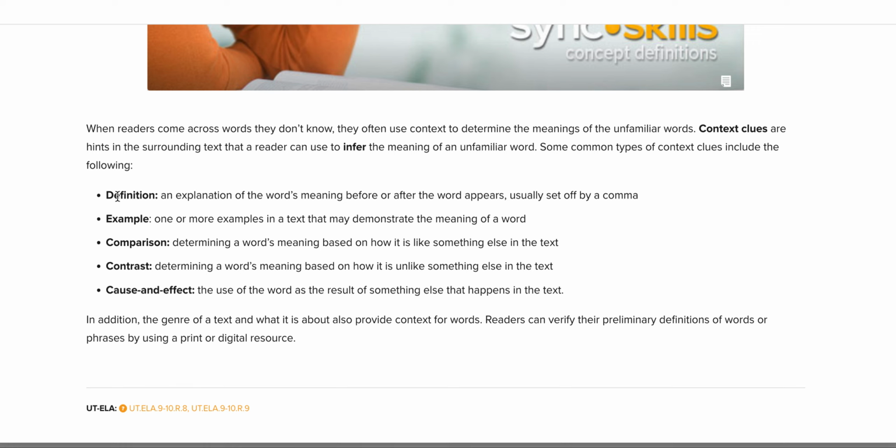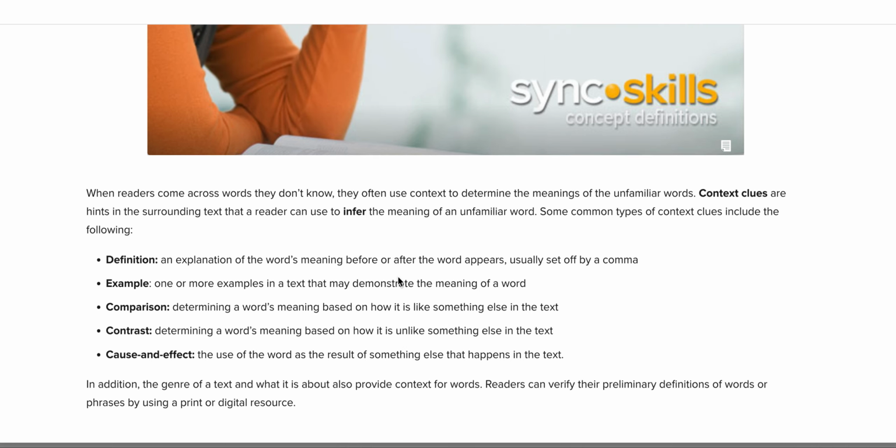So all of these different types of context clues can help you understand the meaning or the context of a word or a phrase. In addition, sometimes just understanding the genre of the text and what it is about can also provide context for words. Readers can verify their preliminary, that means their early, definitions of words or phrases by using either a print or digital resource. They're just talking about either looking it up in a dictionary or using a Google search just to verify that you are correct.